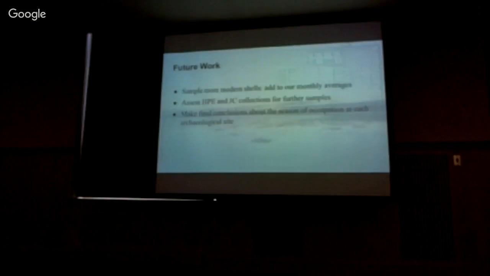So some future work that needs to go into this. We have some more modern shells that we need to sample to go into the monthly averages to get a better idea of what's going on there, to make sure that we have an accurate representation for the ranges of what those averages are. I need to reassess the Holmes Point East and the Jones Cove collections because those came from column samples, and there are additional column samples where I can look to see if there's shell that's viable for these types of tests. And then once I do that, I can make final conclusions as to the season of occupation at these sites.